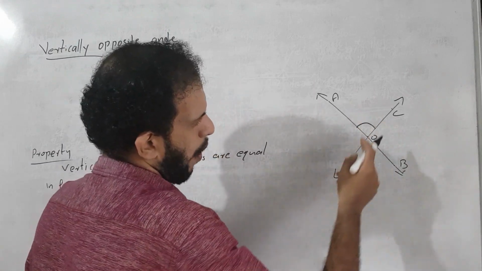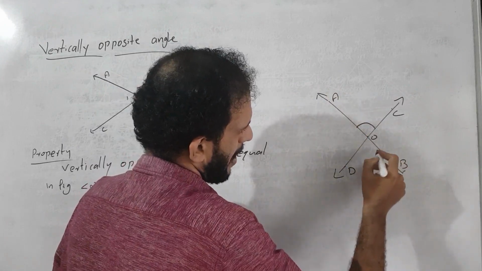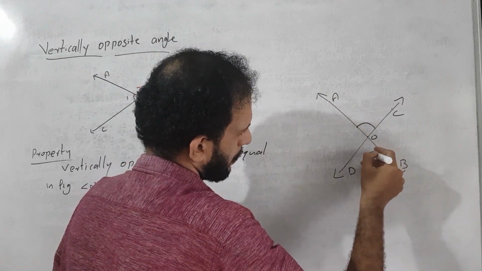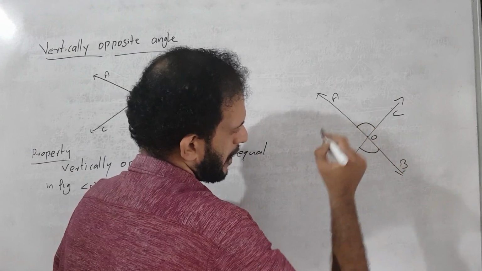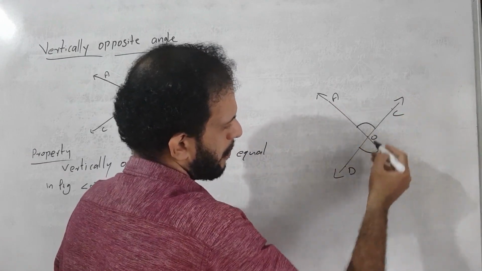Then next one, what is the opposite of this? The same line, we start from the same line to the other line. Okay, this one is the vertically opposite angles. Angle AOC and angle BOD.